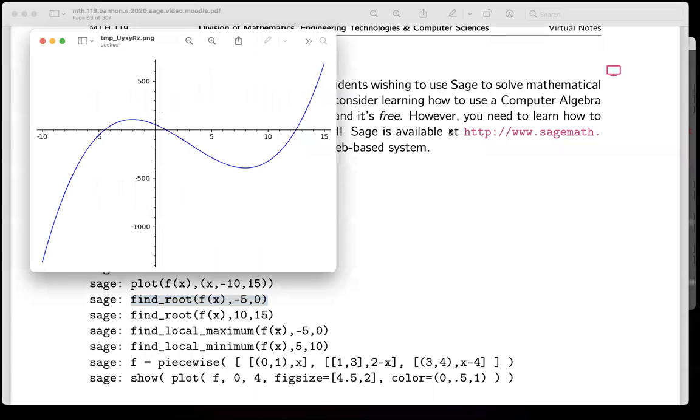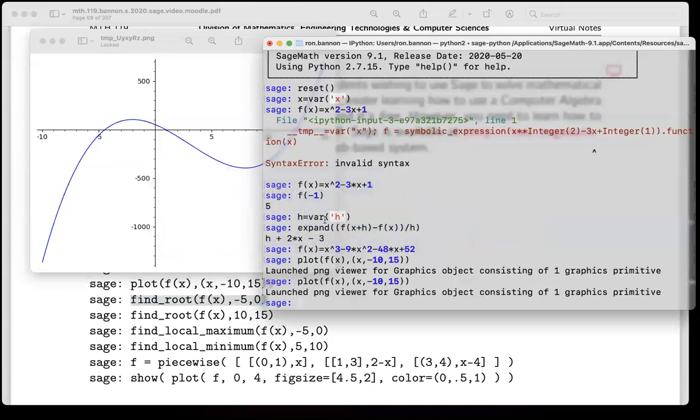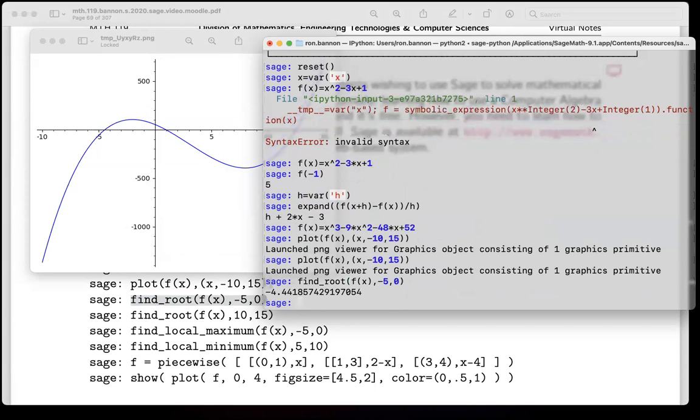It's right over there. So they say there's a root between -5 and 0. I just don't know what it is. I'm going to say it looks about -4 point something, but I don't know exactly. All right, let me go back to my Sage, and this says find the root between -5 and 0. And it's going to do it. And what does it say? It's about -4.44, and so on. It found the root.